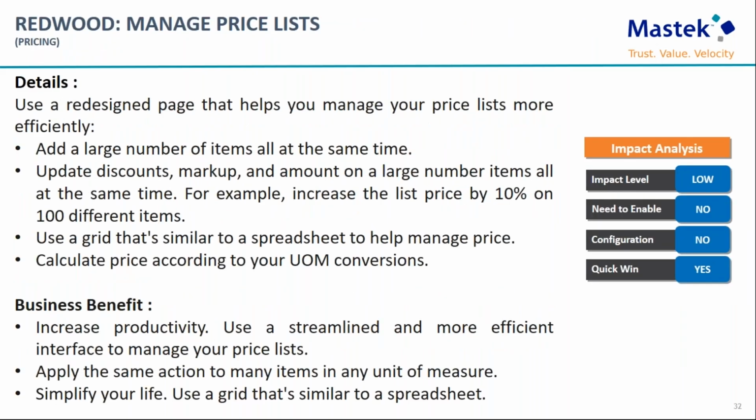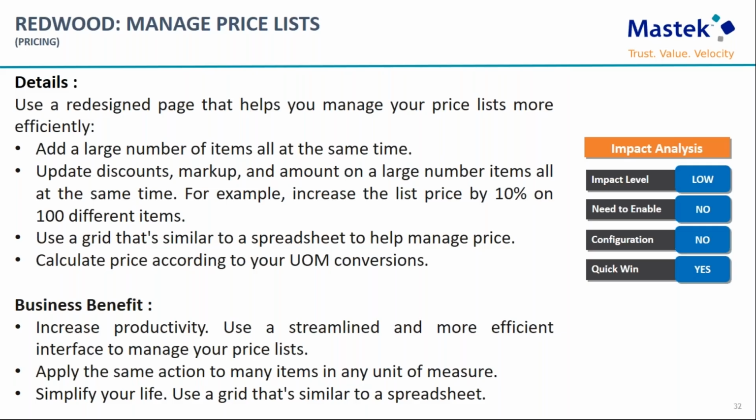So the next few features are for pricing. The first feature is manage price list. This is a Redwood feature. Using this feature, we get a redesigned page that helps us manage our price list more efficiently. We can add a large number of items all at the same time. Then we can update discounts, markup, and amount on a large number of items all at the same time.